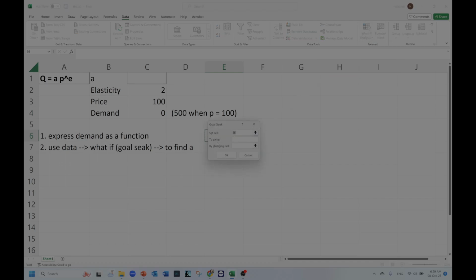All right, so now let's use Data, What-If, and let's use Goal Seek. And now definitely we are changing cell A. So by changing cell A, set cell to value. So we're going to set this cell, demand, to which value? To 500. Hit OK.